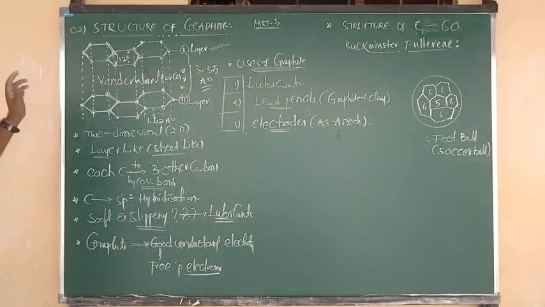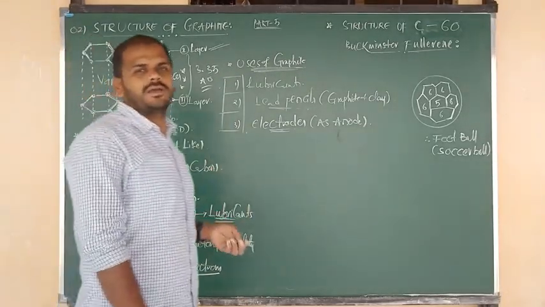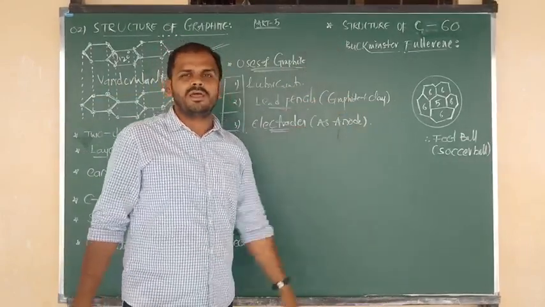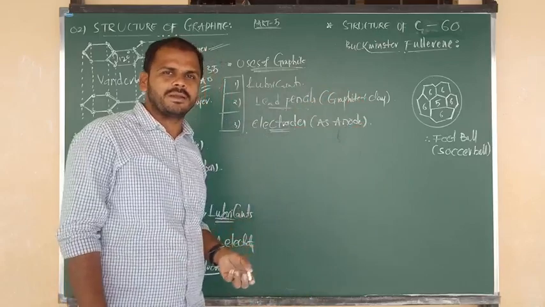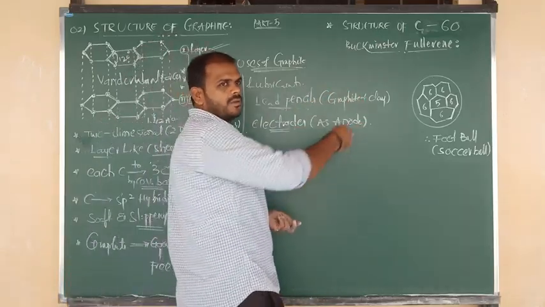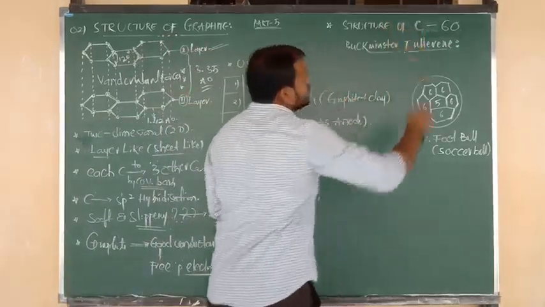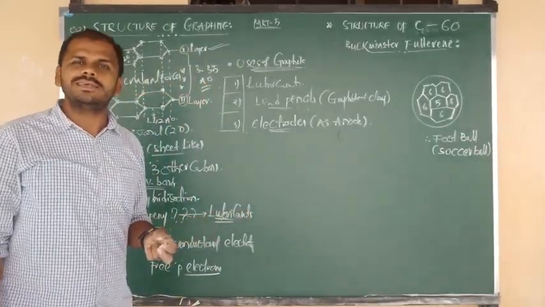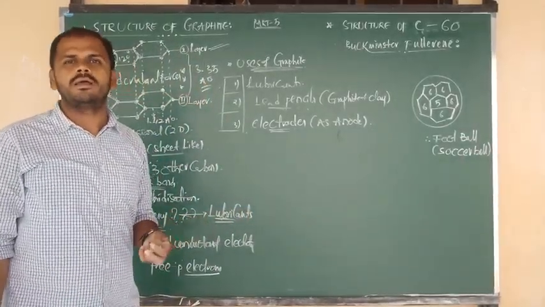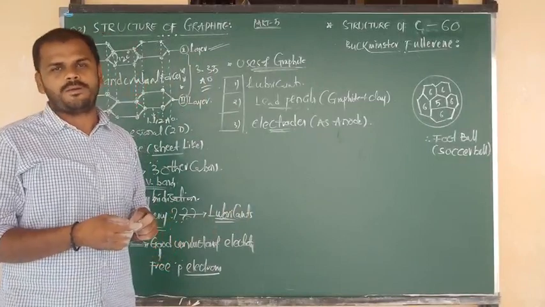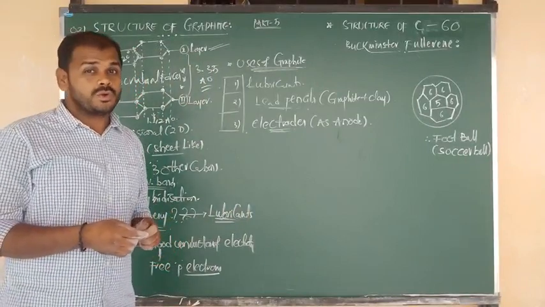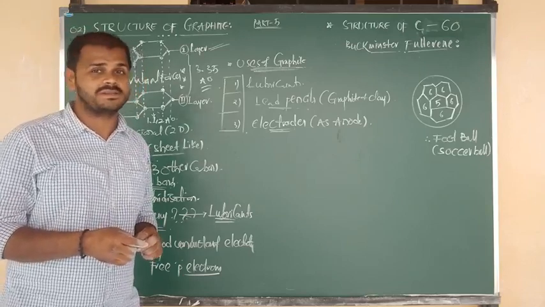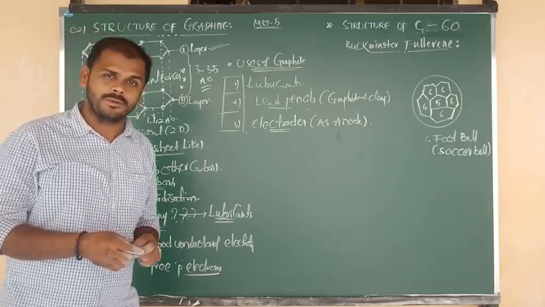Right. Next, what is the third allotropic form of carbon? That is the structure of the C60 fullerene molecule. C60 molecule, or we can simply say fullerenes. It is a newly discovered carbon allotropic form. So crystalline allotropes of carbon, how many allotropic forms are there? 3 forms: diamond, graphite and fullerenes.